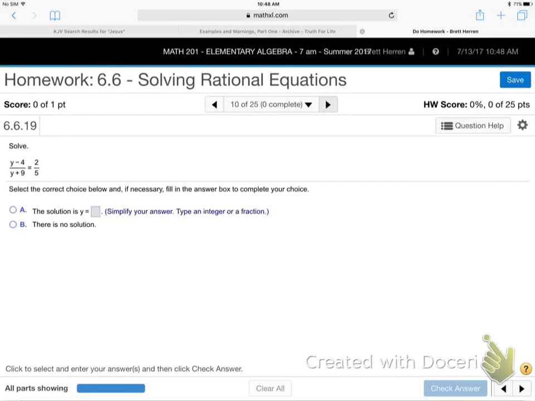Okay. So on this one, we have y minus 4 over y plus 9 equals 2 over 5. Do you know when you just have two fractions, one on each side, you can cross multiply? Remember that back when we were doing slope stuff?